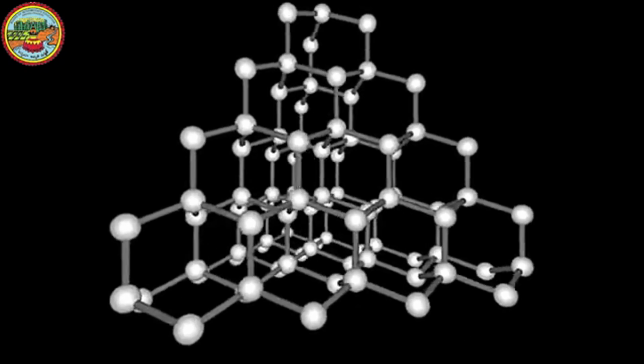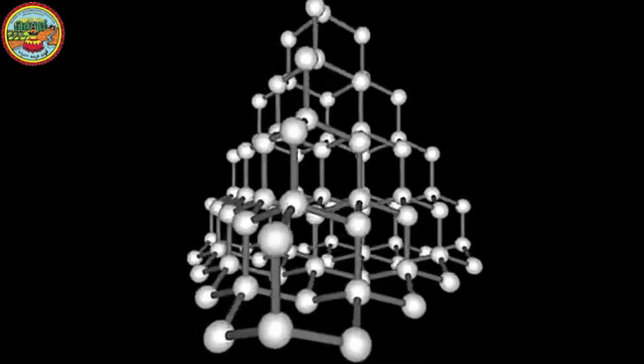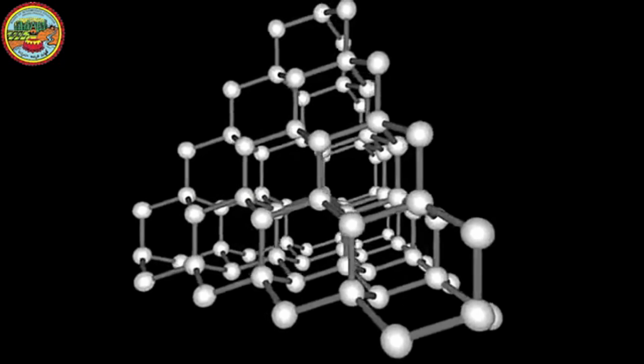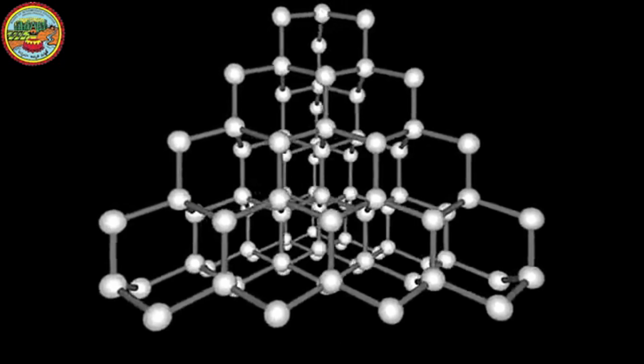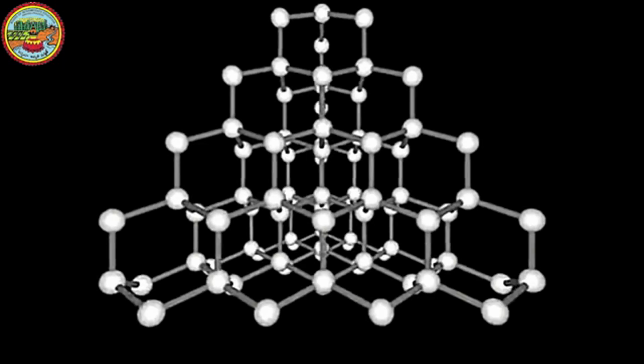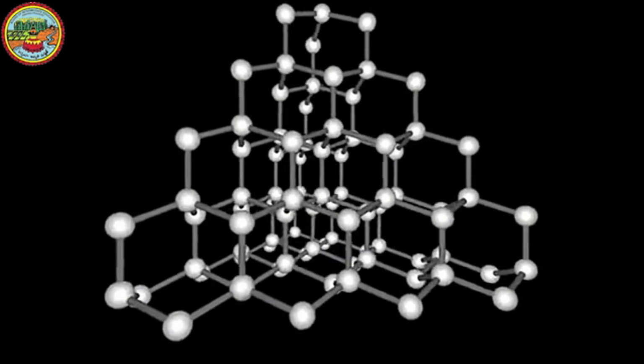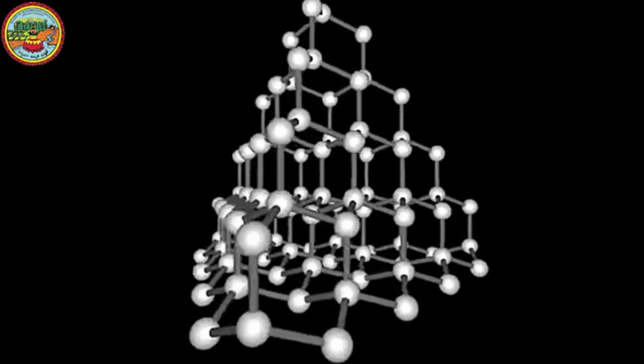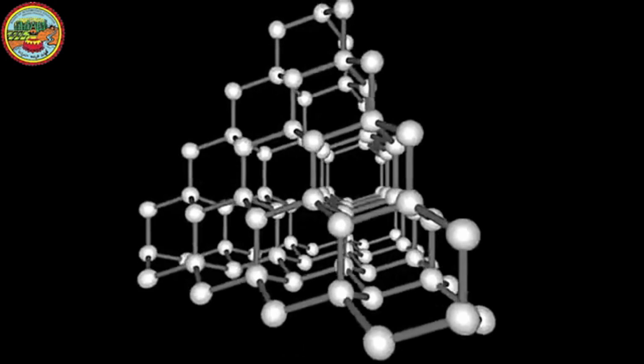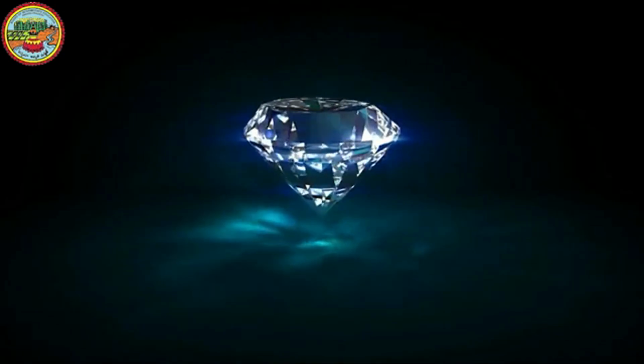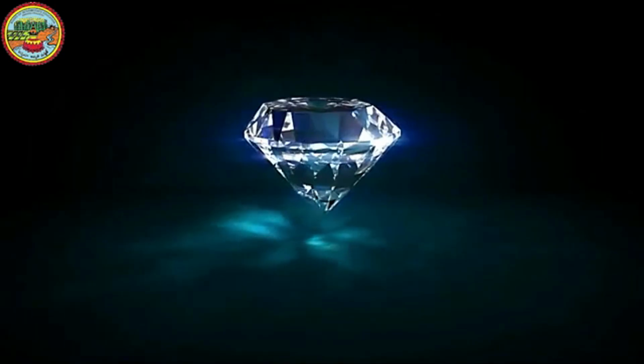In diamond, carbon is in sp3 hybridization, so the carbon-carbon bond length is 1.54 angstroms, and the bond angles are 109 degrees 28 minutes, and the bonds are so strong. Hence, diamond is considered the hardest known substance in this universe.